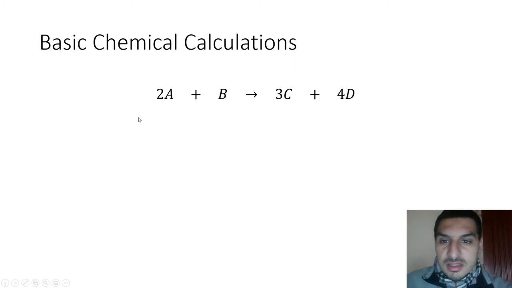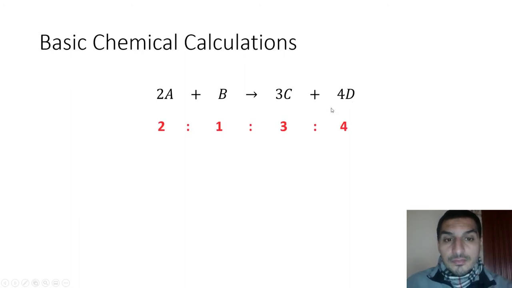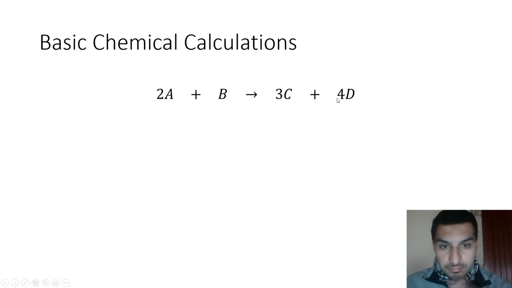So let's take an example of this reaction of two of A reacting with one of B, giving three of C and four of D. From this reaction we will learn many things. The first thing is that A reacts with B, so these are the reactants, and C and D are the products. And we will learn that each molecule of B reacts with two molecules of A to produce three molecules of C and four molecules of D.